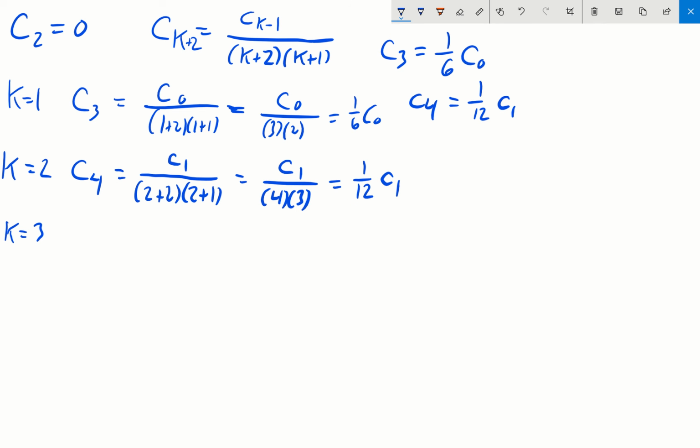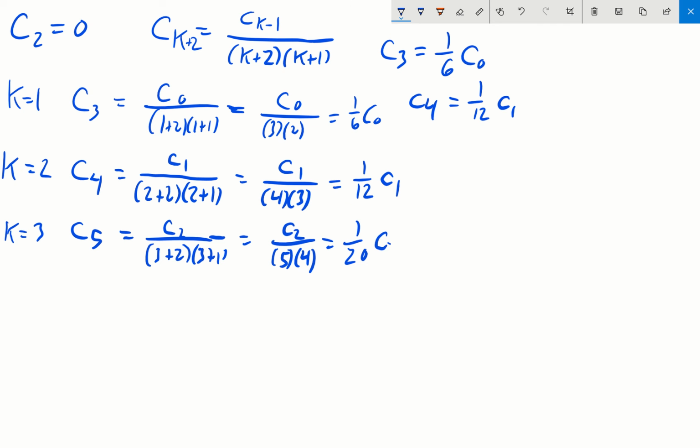When k equals 3, that's going to give us c5. This is going to be equal to 3 minus 1 is 2, all over 3 plus 2 times 3 plus 1, which is c2 divided by 5 times 4, which is going to be 1 over 20 c2. However, we know what c2 is equal to. Remember, c2 is equal to 0. So this whole coefficient is going to be 0, so c5 is equal to 0.